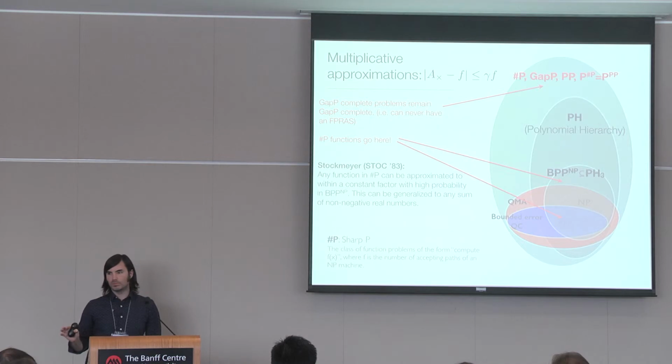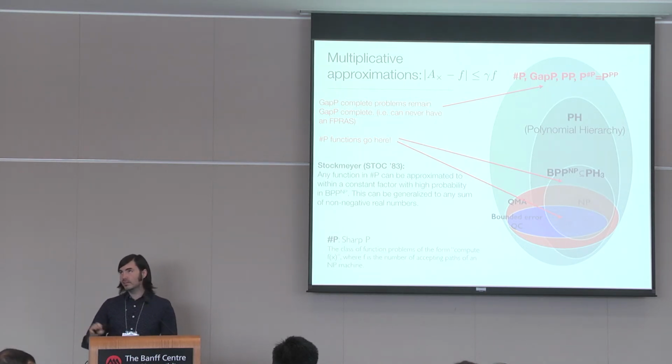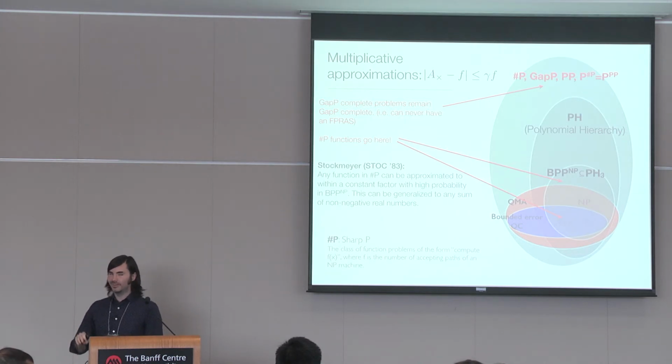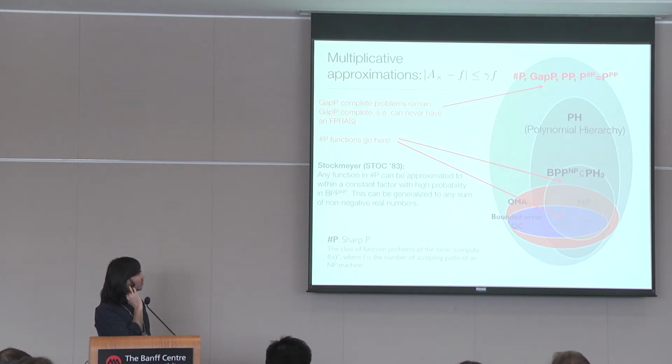Now, gap P complete problems are really interesting in that under multiplicative approximations, an approximation that looks like this, they stay gap P complete. Or at the very least, they stay sharp P hard, depending on the reduction you have. Whereas functions which live inside sharp P end up having an approximation inside the polynomial hierarchy under multiplicative approximations. This result was shown by Stockmeyer way back in '83. He showed that any sharp P function can be approximated to within a constant factor with high probability inside BPP to the NP.